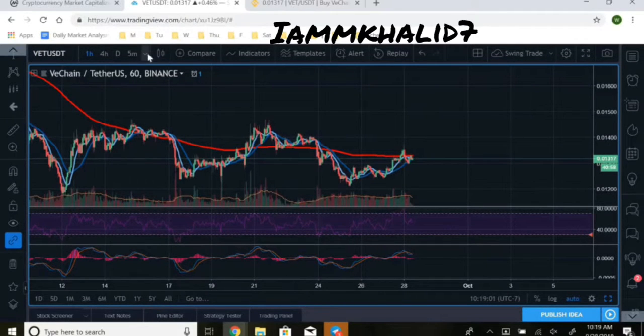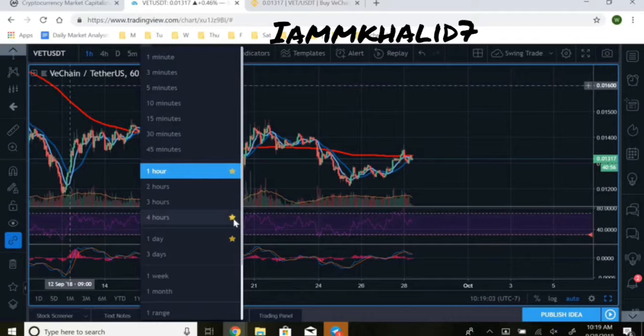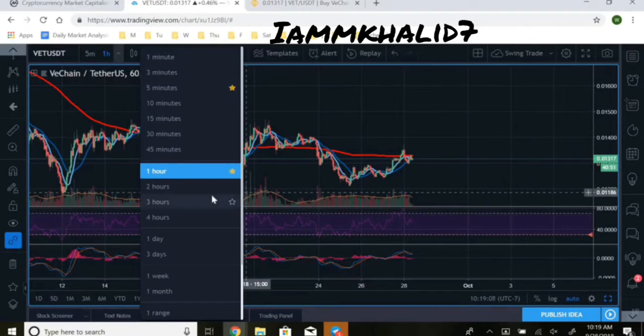There are two intervals that we're going to be using for day trading, and you can see here I have them favorited. I like to swing trade a lot, so that's why I had the 4 hour and the 1 day. But for day trading, you're going to want to focus on the 5 minute and 1 hour time intervals. Now, that's the first place we're going to start.